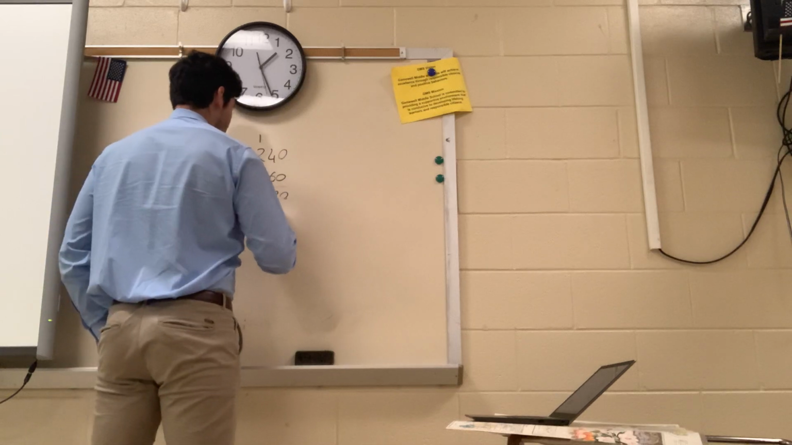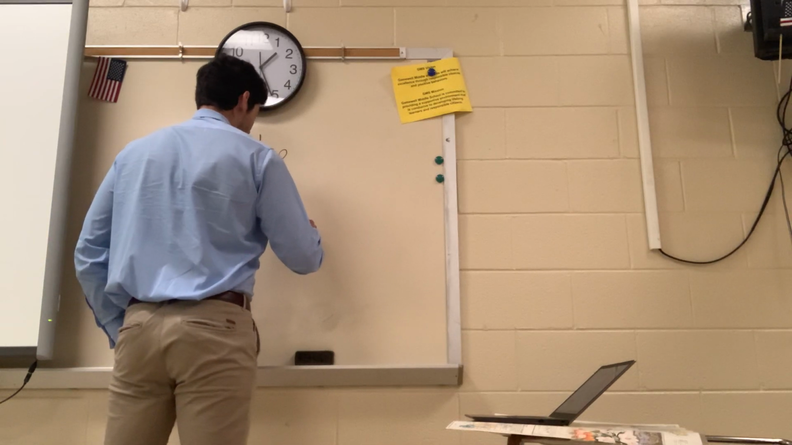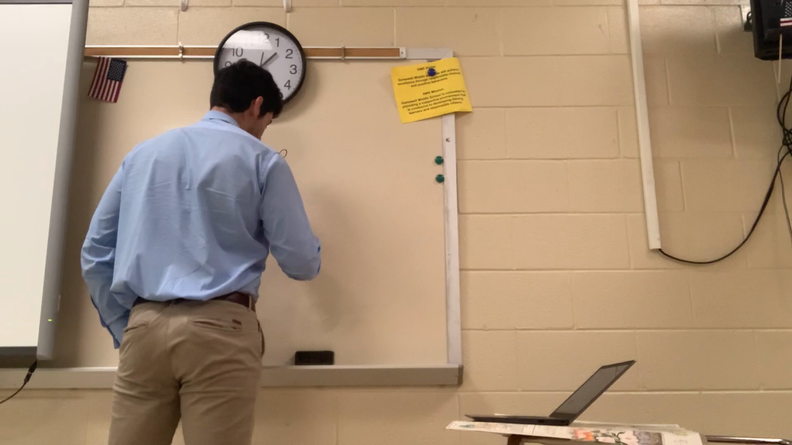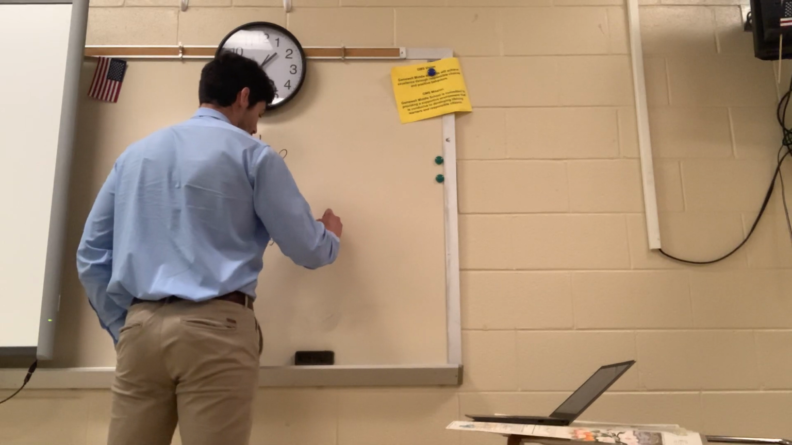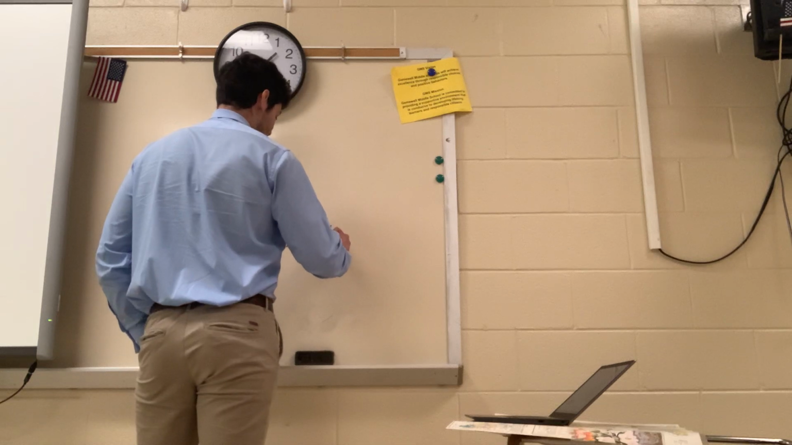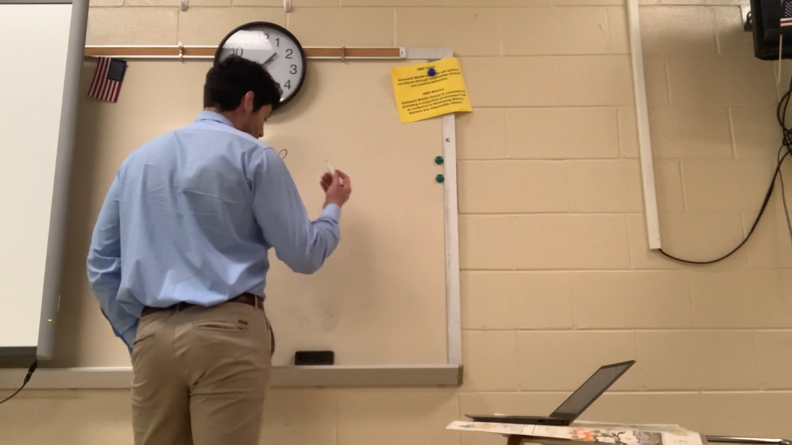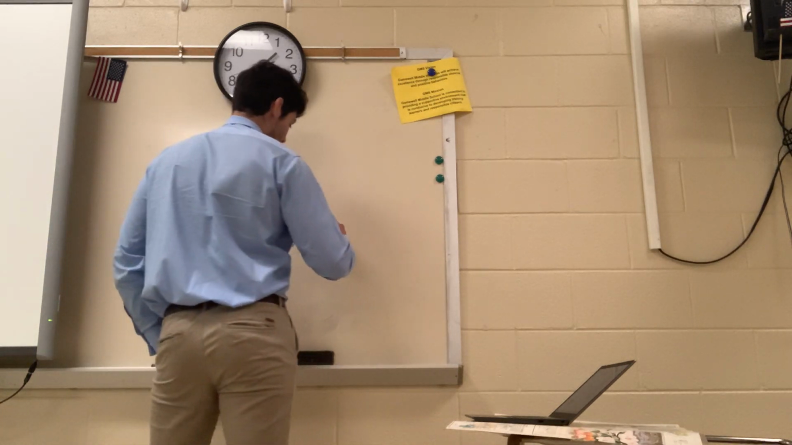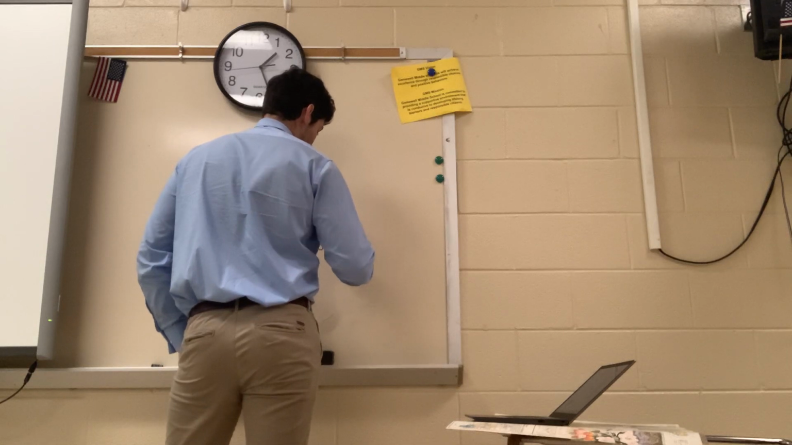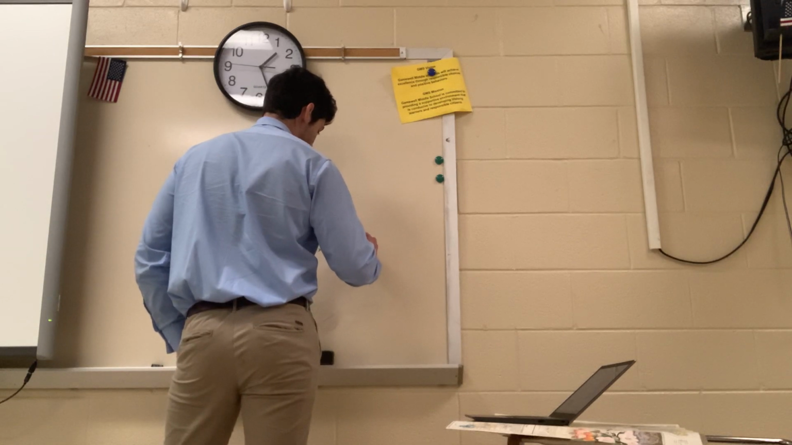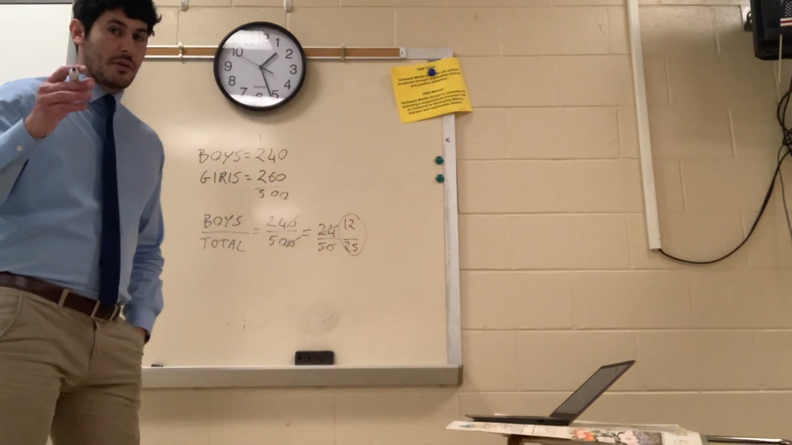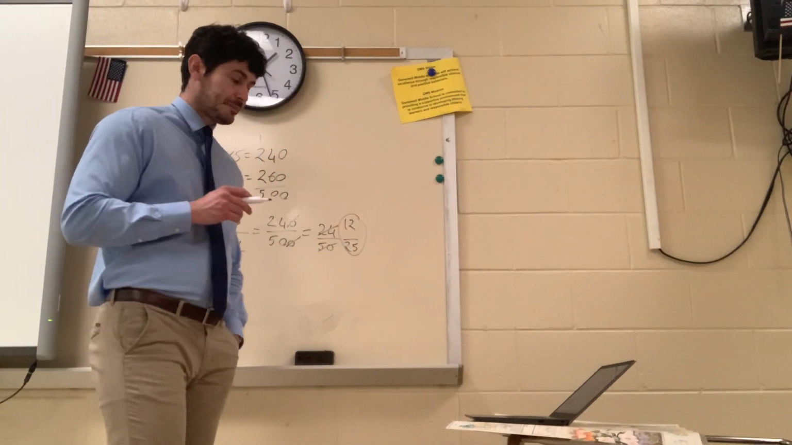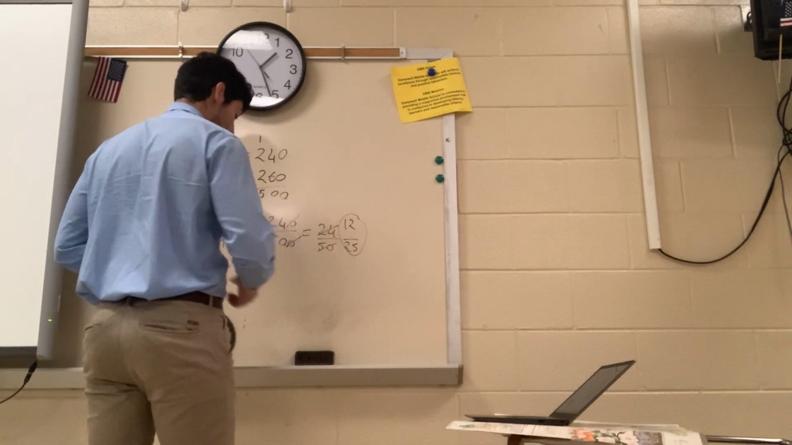will be 240 over 500. Once again, I can simplify. Get 24 over 50. They're both even, so I can divide by 2. 12 over 25. And there's my final ratio, 12 boys per 25 total students. So that was our first problem.